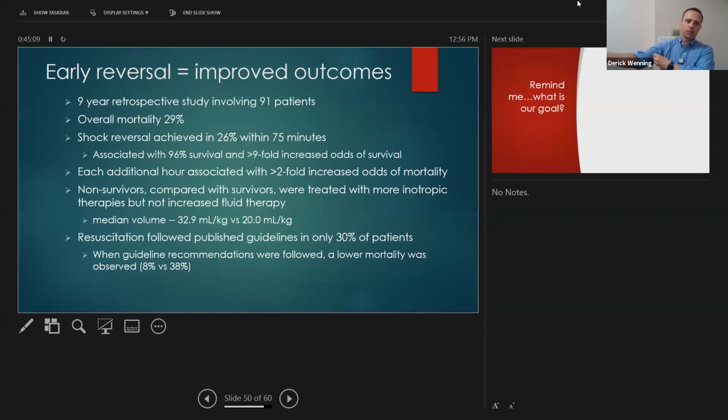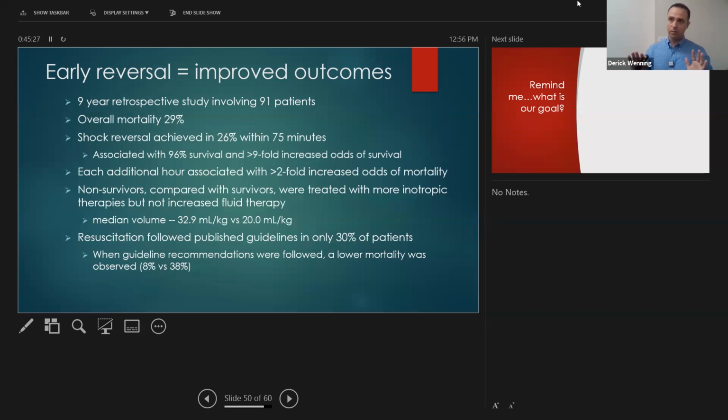So early reversal equals improved outcomes. This was a 9-year retrospective study involving 91 patients. Notice it took them 9 years to get 91 patients. Their overall mortality was about 29%. They achieved shock reversal in about a quarter of the patients within an hour and 15 minutes. That was associated with a 96% survival and a greater than 9-fold increased odds of survival.